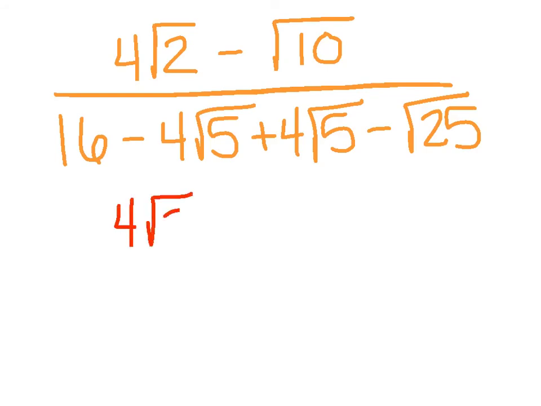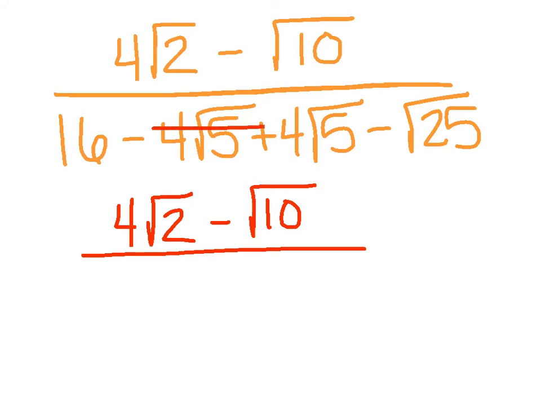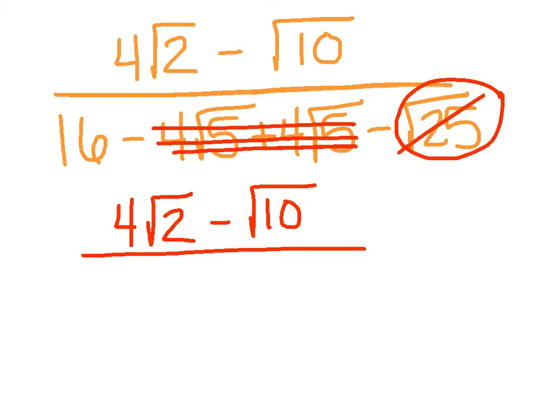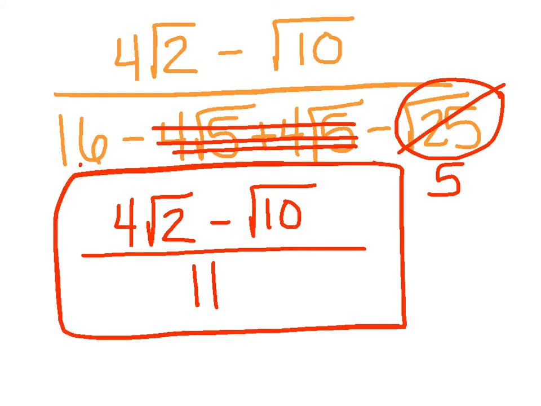Continuing, we've got 4 radical 2 minus radical 10. All over, those conjugates should cancel out if I multiplied correctly, and the square root of 25 turns into just the number 5. 16 minus 5 should get me over 11. Now, a couple things to pay attention to. The 4, the 1, and the 11 have nothing in common. Radical 2 and radical 10 are not like terms, so we can't put them together. And 2 and 10 are simplified. So in this case, we are completely simplified and rationalized.